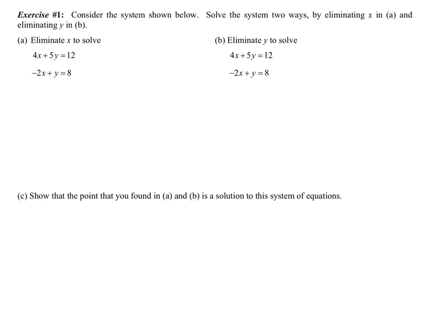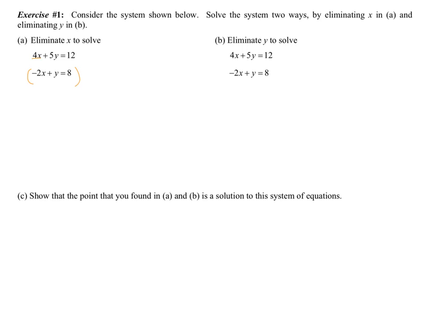So let's consider the system shown below. Both of these systems are the same, but we want to solve it in two different ways to show that we can eliminate x in the first one and we can also eliminate y in the second one without doing any substitution at all. So if I want to eliminate x in the first one, that means I am going to want to make these two numbers the same. I'm going to need to multiply the bottom equation by something, because you want the same number but opposite.